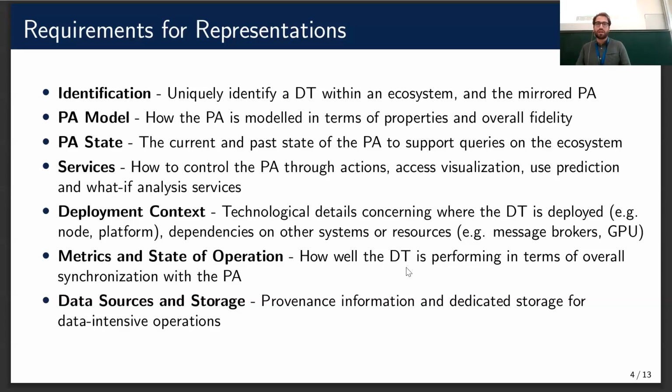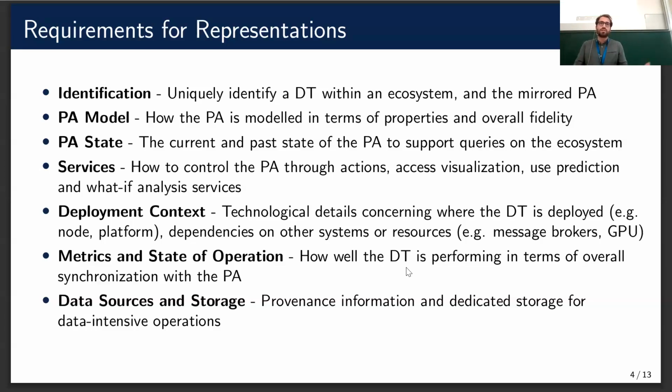And the main one is identification, so clear identification of the digital twin as my software instance and the asset as my actual physical thing. A representation of the model or the models that we have. We can use the properties that I'm representing about that asset and the overall fidelity that the model has, and many different things. We would like to have the representation of the state.